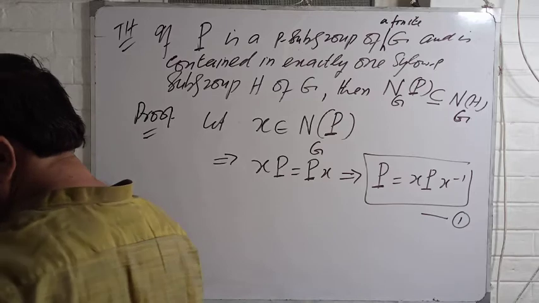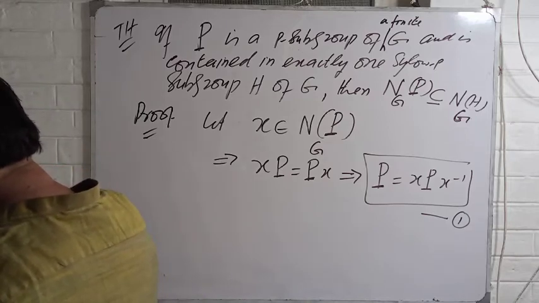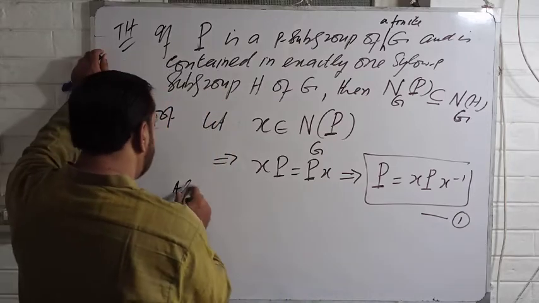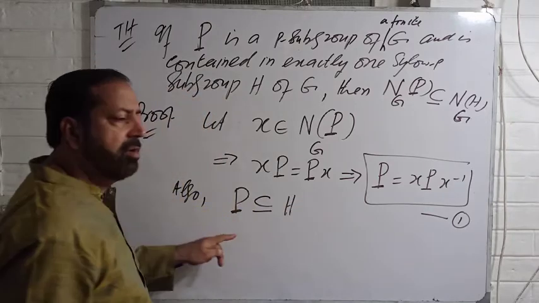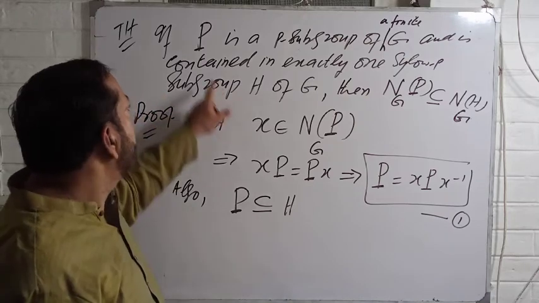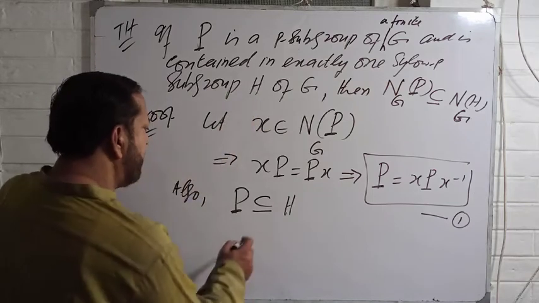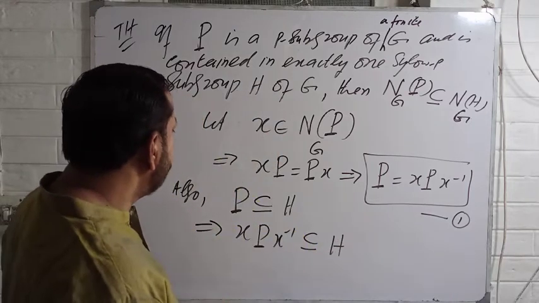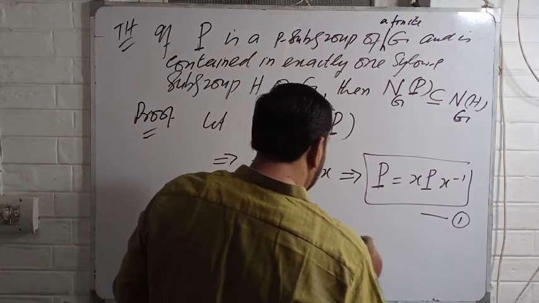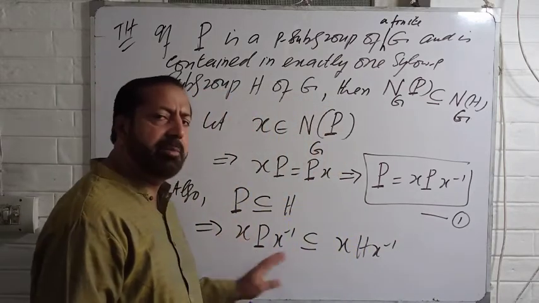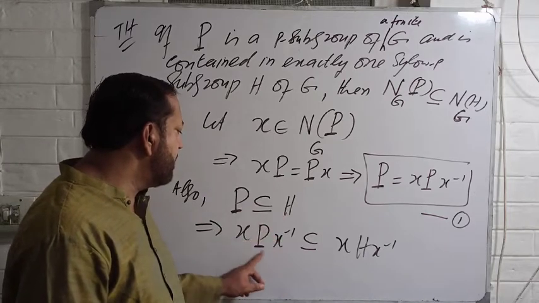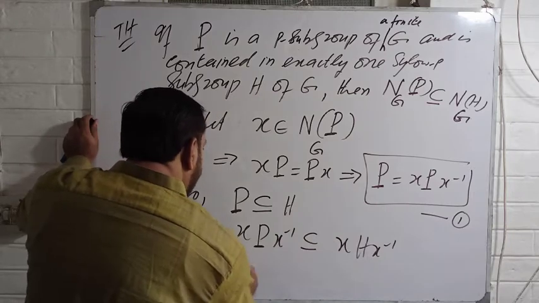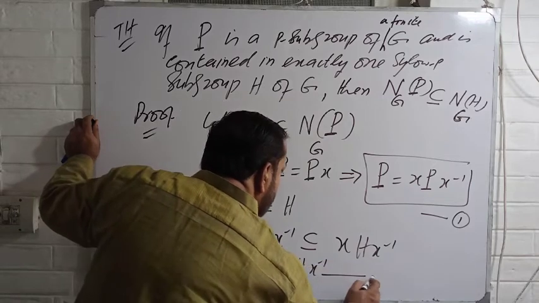Next, now you are given that also P is contained in H. You are given that this P subgroup is contained in exactly one Sylow-p subgroup H. So this implies xPx inverse is also contained in xHx inverse. Again, you are using pre and post multiplication of x and x inverse respectively. Since P is contained in H, xPx inverse is contained in xHx inverse. And what is this? By 1 this is equal to P. So this implies P is contained in xHx inverse. This is number 2.